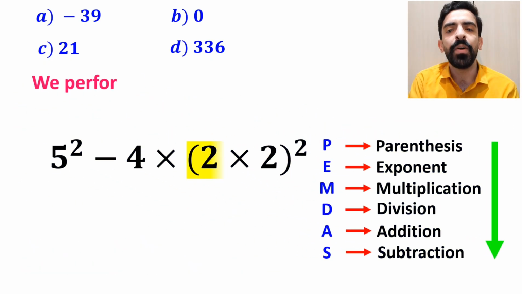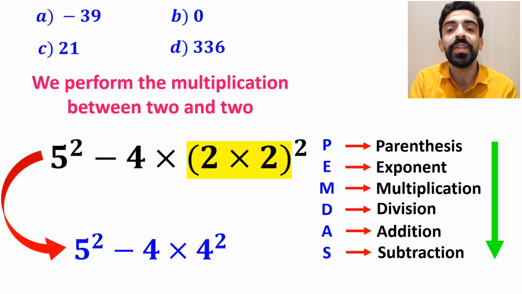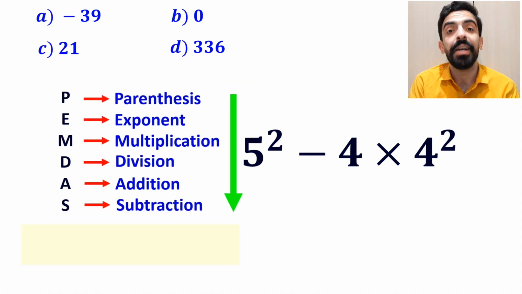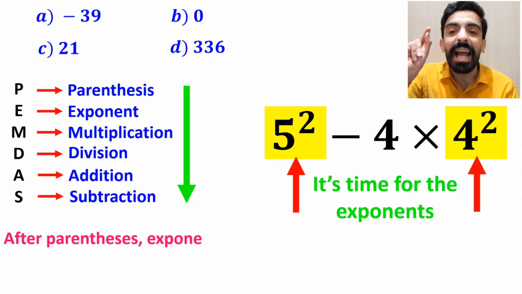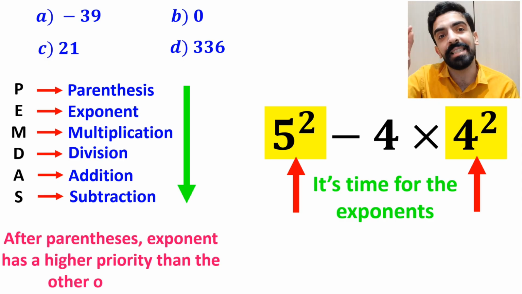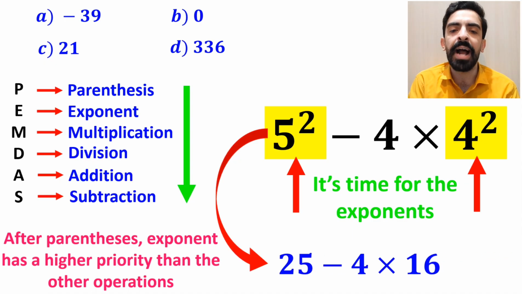In the next step, we perform the multiplication between 2 and 2. And this expression simplifies to 5 squared minus 4 multiplied by 4 squared. Now, it's time for the exponents, because after parentheses, exponent has a higher priority than the other operations. So, we rewrite this expression as 25 minus 4 multiplied by 16.